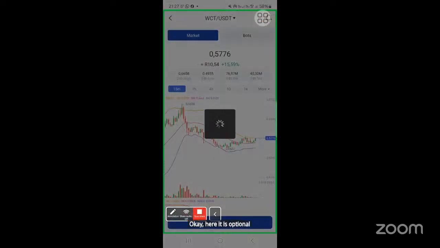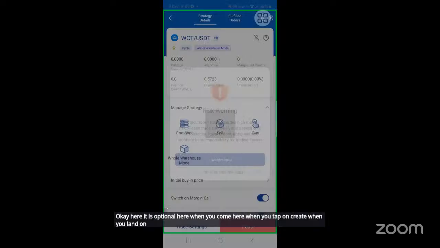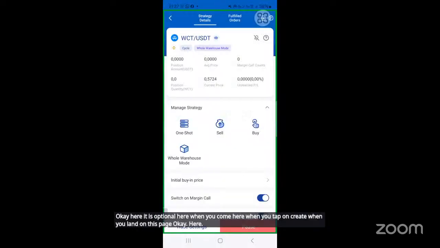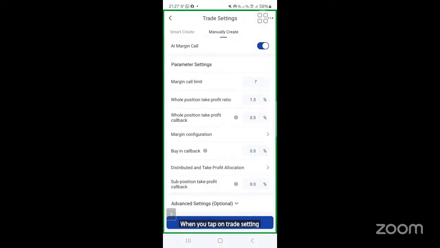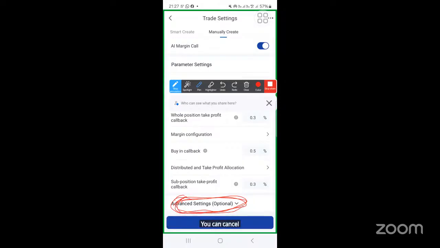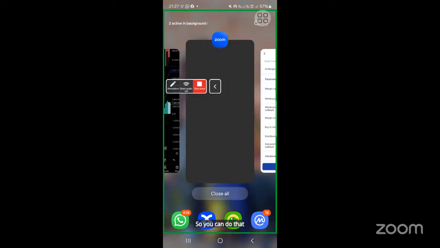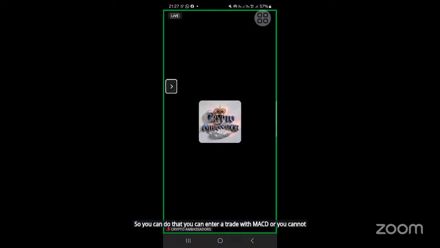When you tap on create and land on this page, and you tap on trade setting down here, where you are activating the MACD, it is optional. So you can trade without this feature. So you can buy again without the MACD. You can cancel this. You don't activate anything here. So you can enter a trade with MACD or you cannot. Is that clear?